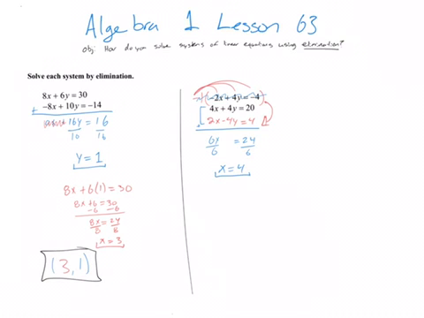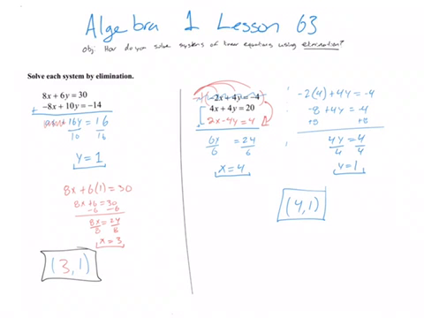Again, that's half my answer. So let's find the other one. I'm going to use that first equation. -2 times x, which is 4, plus 4y is equal to -4. So -8 plus 4y is equal to -4. Add 8 to both sides. 4y is equal to 4. Dividing by 4, I get y is equal to 1. There's my other half, so my final answer is going to be 4, 1.